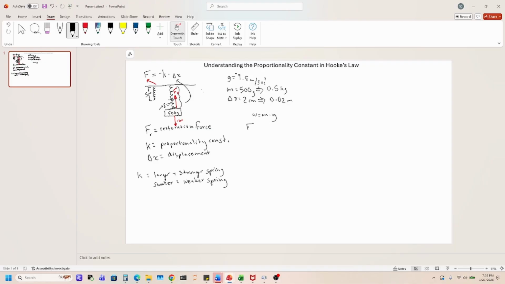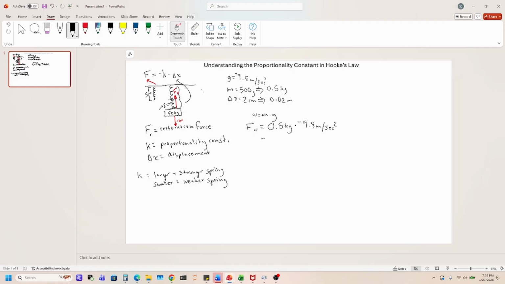My weight, I'm just going to call it the force having to do with weight. We already know what the mass is. I'm going to put my kilogram converted mass. I'm going to multiply it by gravitational acceleration of negative 9.8 meters per second squared. So this will give us the force due to the weight. It's going to be negative, and that's fine.